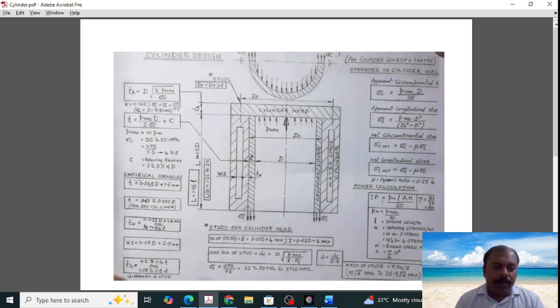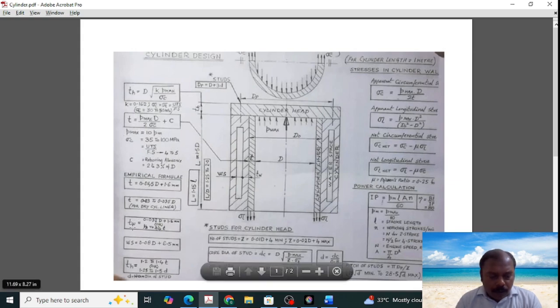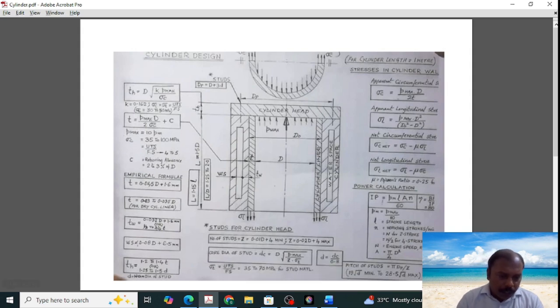Otherwise, there are some empirical formulas: T is equal to 0.045 D plus 1.6 into 6 millimeter, and for a water jacket space, it could be taken as 0.032 D plus 1.6 mm, and water space is taken as 0.08 D plus 6.5 mm.